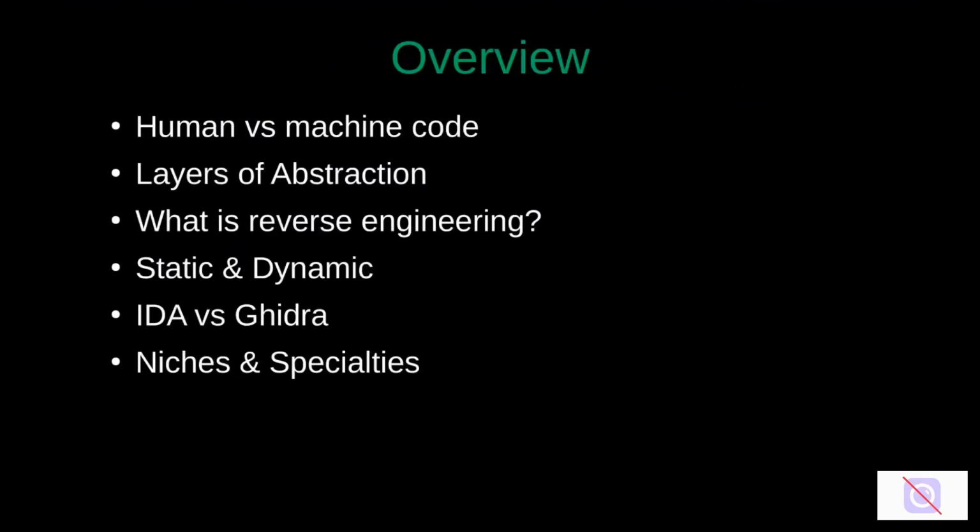So, quick overview. We're going to be talking about human code versus machine code, the different layers of abstraction, so going from hardware to more digital, more conceptual things like programs, instructions, things like that. And that'll let us give a better definition of what exactly reverse engineering is. At that point, we'll be able to talk about static versus dynamic approaches to reverse engineering and some of the tools involved there, such as IDA versus Ghidra. And we'll briefly cover some of the niches and specialties.